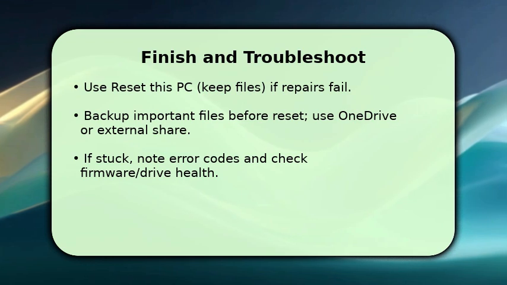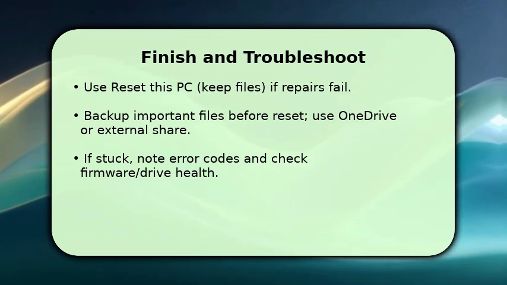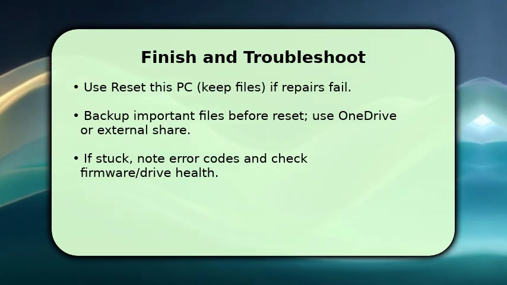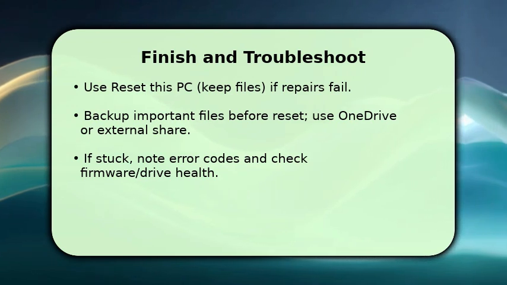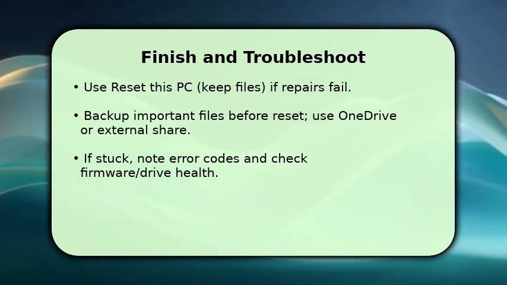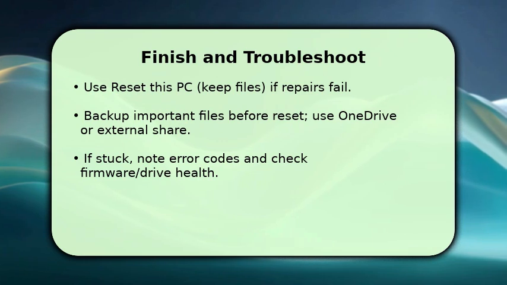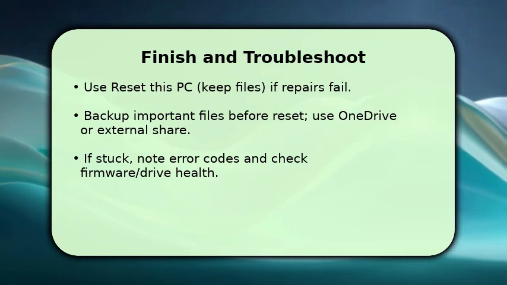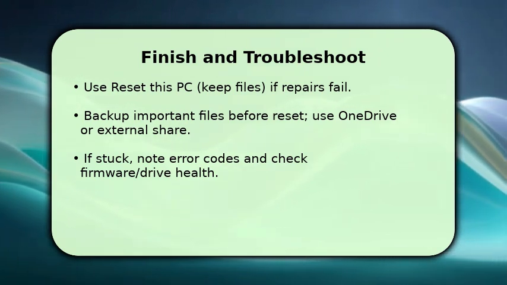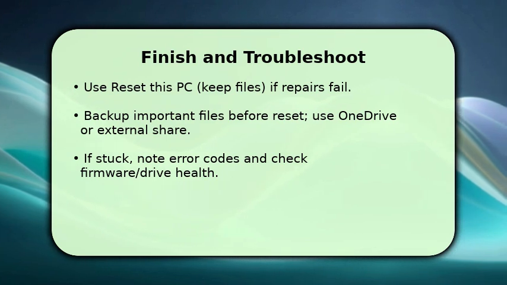This reinstalls Windows while preserving personal data. Make sure to back up essential files first to OneDrive or a network location, because resets can still lose data in edge cases. If reset fails, check firmware settings, Secure Boot, SATA mode, and run a disk health check.